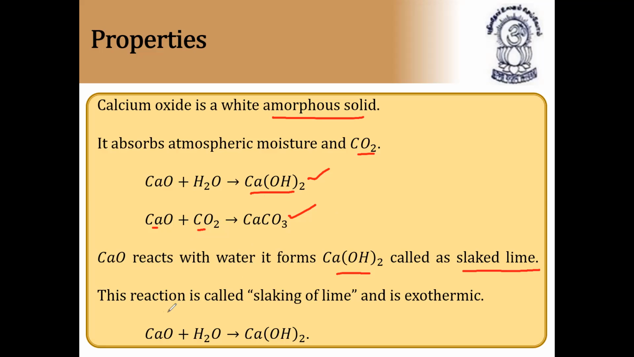The reaction is called slaking of lime and is exothermic in nature. Exothermic means heat is liberated, delta H is negative. In this reaction, heat is liberated. That's why it is also used as plaster of Paris. Next, continuation.